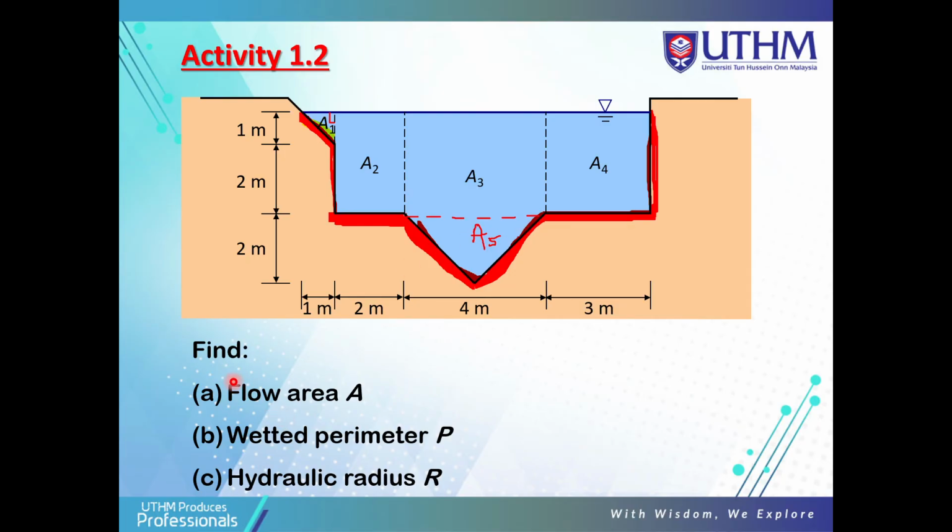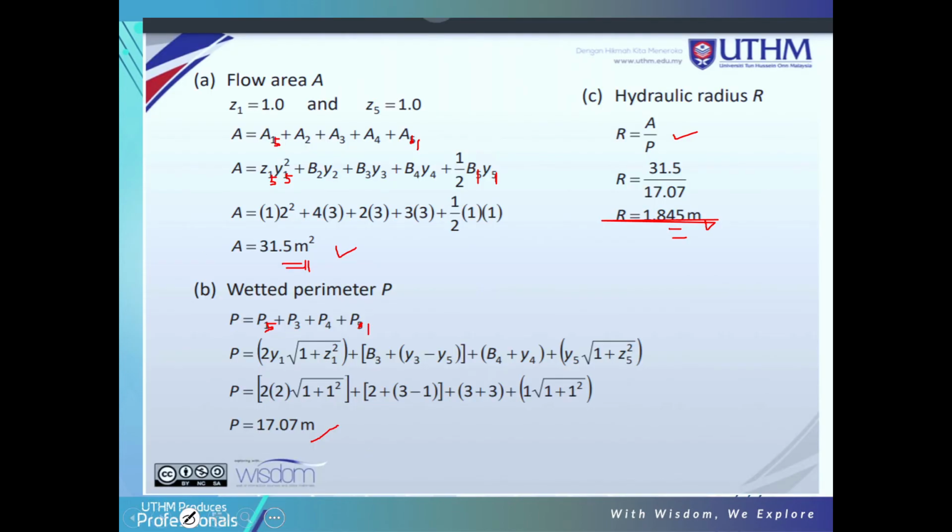You must find the flow area A. To get the flow area A, you must add A1 plus A2 plus A3 plus A4 plus A5. So you just find it here, with the parameter hydraulic radius. So you just look here.